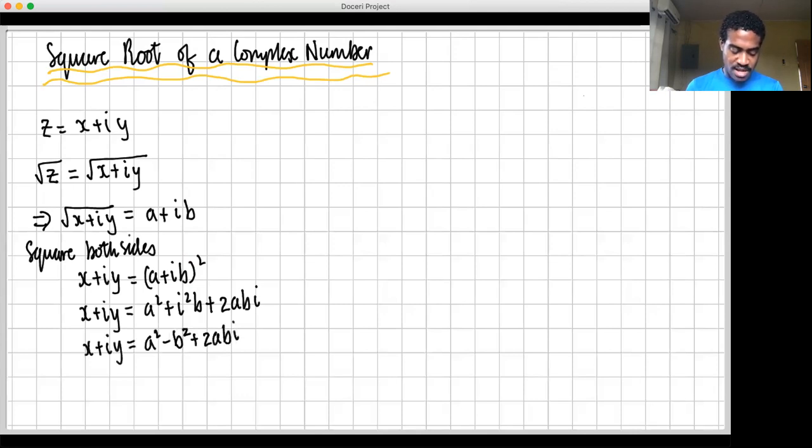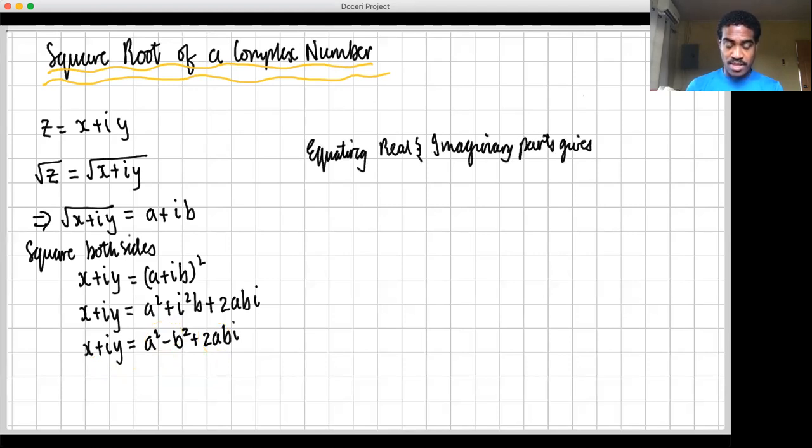And if we look at both sides, this is a real number. So we could equate this to x, and we could equate this to y. And that's what we need to do next. We need to equate the real and imaginary parts. That's the key. So equating real and imaginary parts would give us two equations, right?